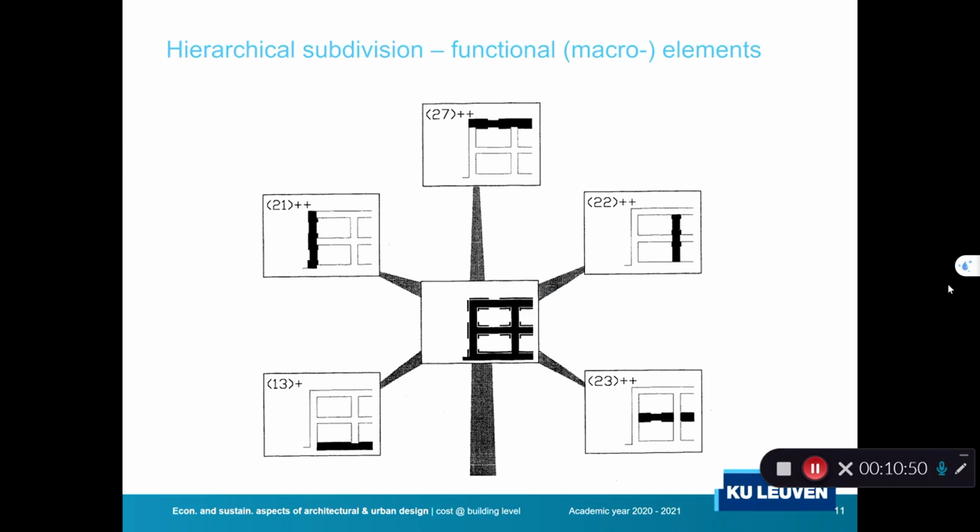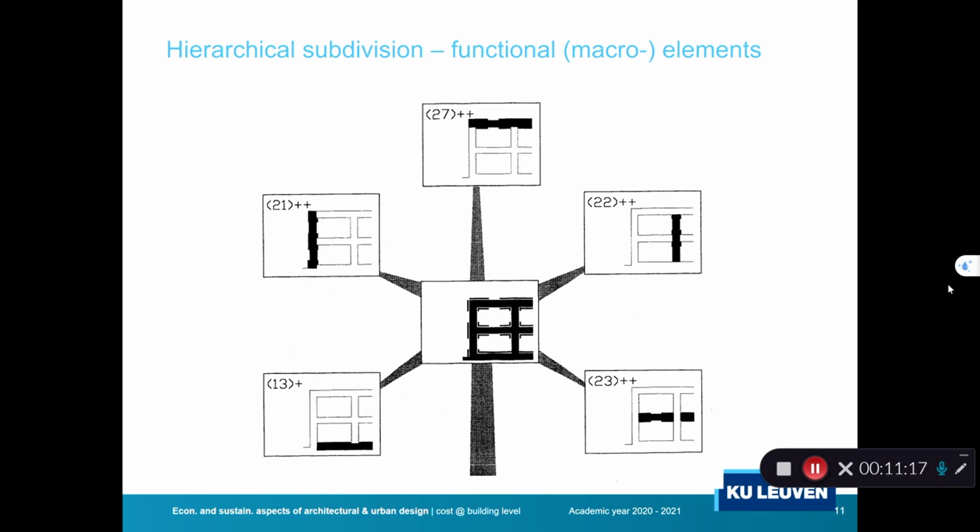So overall, a building in the center here in the figure is subdivided into different functional, what we call macro elements. An example of a macro element is a floor on grade, an outer wall, a roof, an internal wall, and an internal floor. These are 5 different functional elements in a building. There are many more, but I just give you some examples.